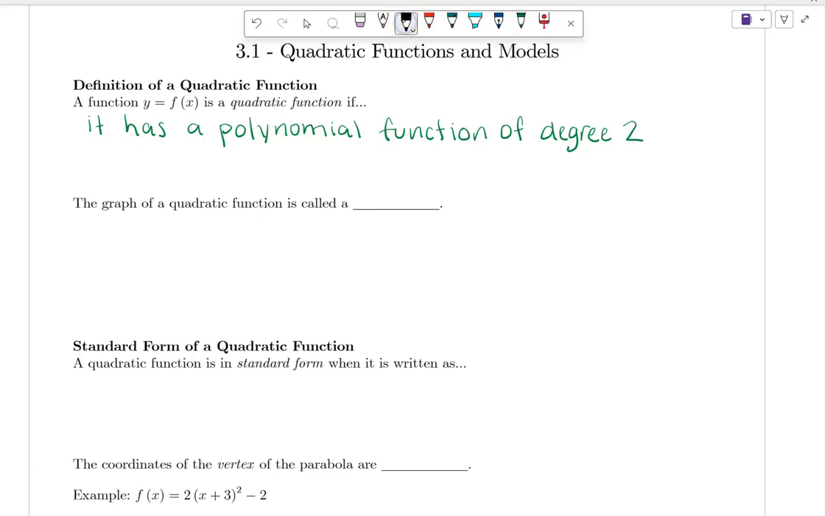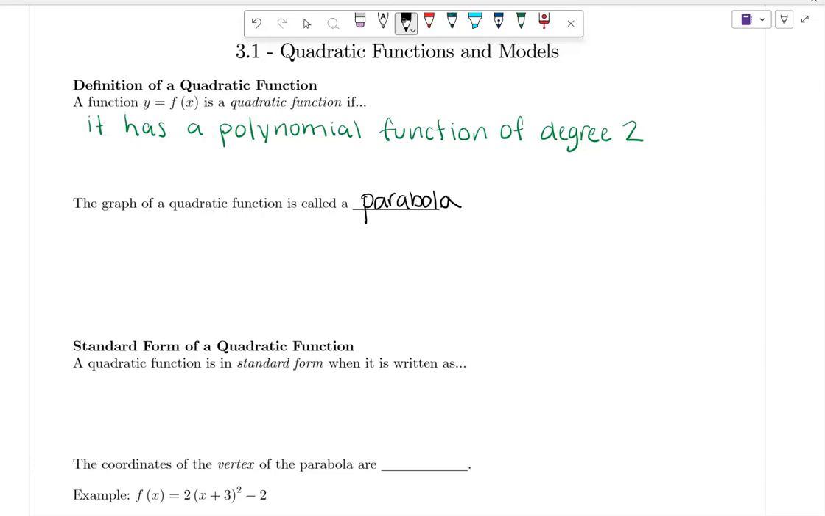What that's going to look like is ax squared plus bx plus c equals y. When we have something that's degree 2, the highest degree is x squared. So what does that graph look like? Parabola. Yes, it's a parabola. The graph of a quadratic function is called a parabola.